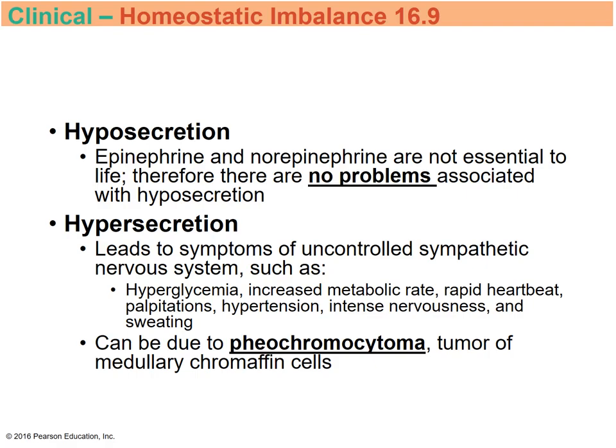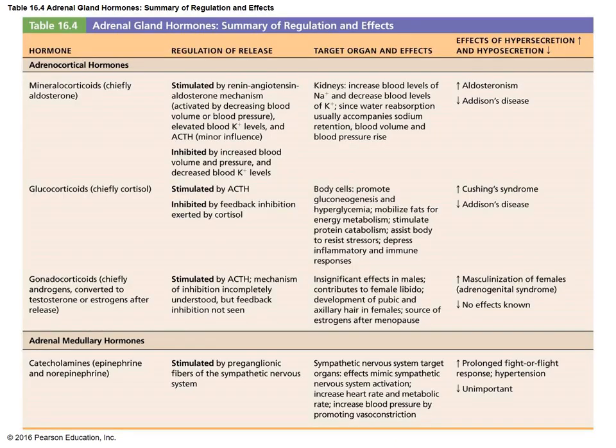Hyposecretion. If you don't secrete enough, there's really no problem per se associated with it. Hypersecretion, where you're secreting too much, basically those symptoms that are effects of the sympathetic nervous system, such as that increased metabolic rate, the fast heart rate, kind of this nervousness and high blood pressure, etc. You tend to see those symptoms. And that's a little bit tough on the body for long term. It could be due to a tumor. It could be due to other reasons as well.